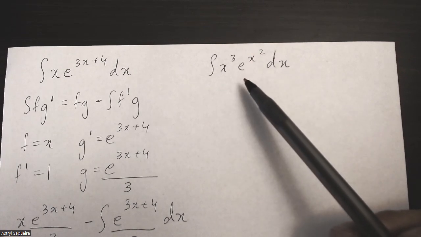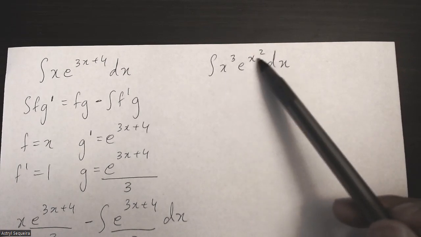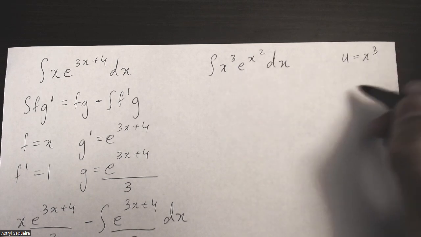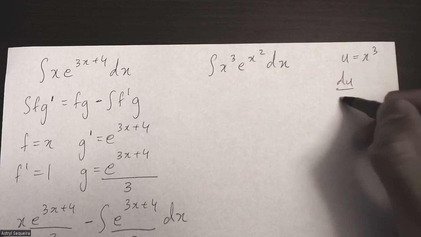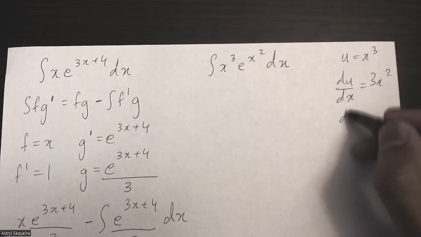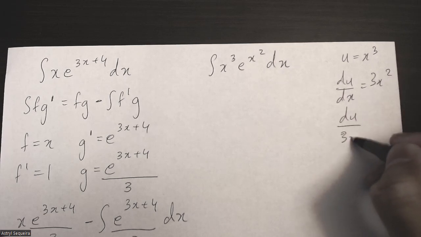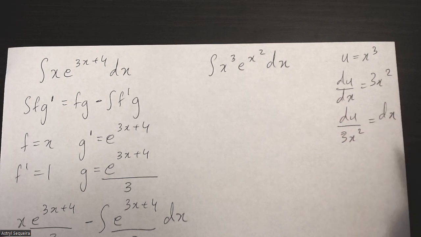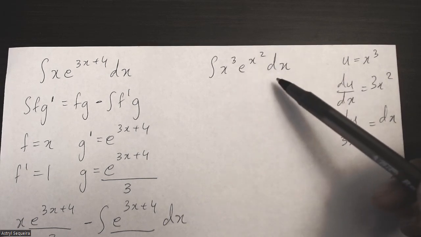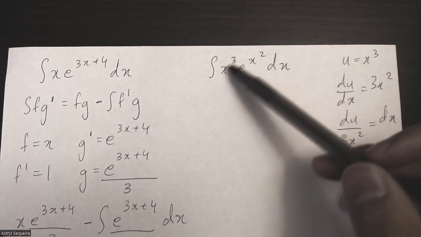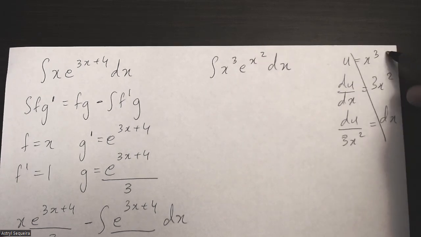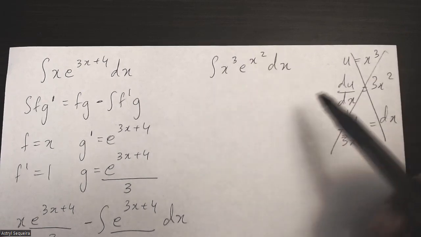This one is slightly harder. Okay, if you try to do substitution here, maybe you might pick u as x cubed, and then if we differentiate this, du over dx is 3x squared. And if I isolate my dx, I'm going to cross multiply. So du over 3x squared equals dx. Now, if I replace this dx with du over 3x squared, it's not really going to cancel with this x squared. If I turn this x cubed into a u, everything's going to get extremely complicated. So regular substitution doesn't work here.